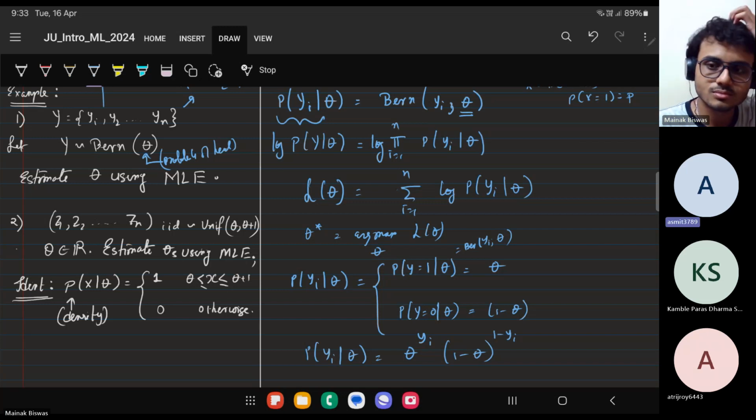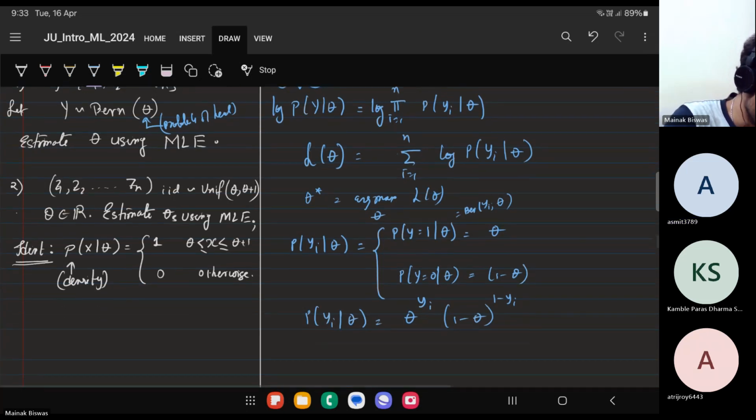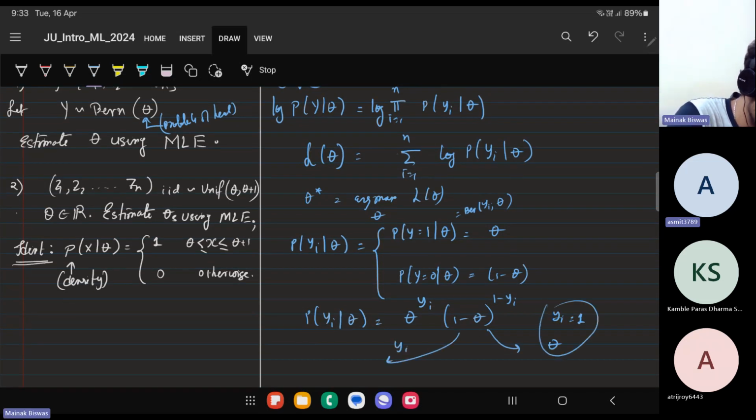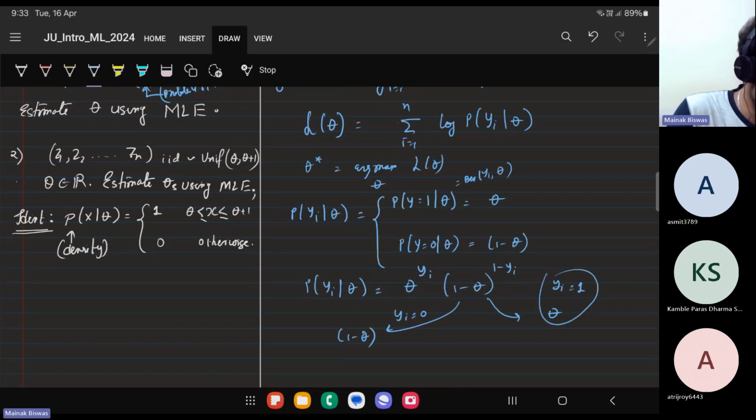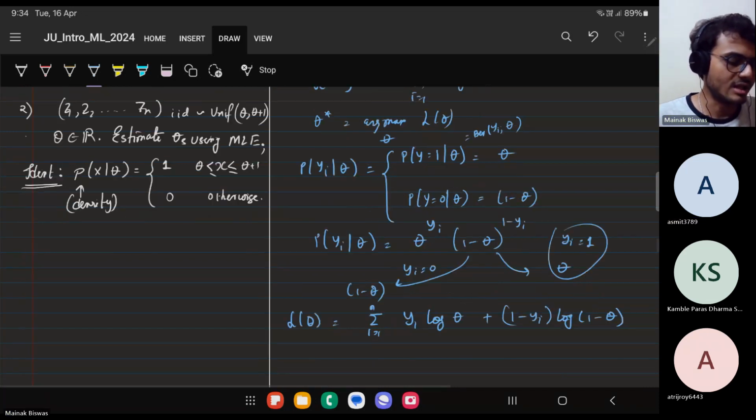If you substitute yi equal to 1, then we get the value theta, and if you substitute yi equal to 0, then we get 1 minus theta. Very good. So you can compress this into a single equation. Now it should be very simple. What should be L theta? It will be the summation from i equal to 1 to n of yi log theta plus 1 minus yi log of 1 minus theta. Clear?